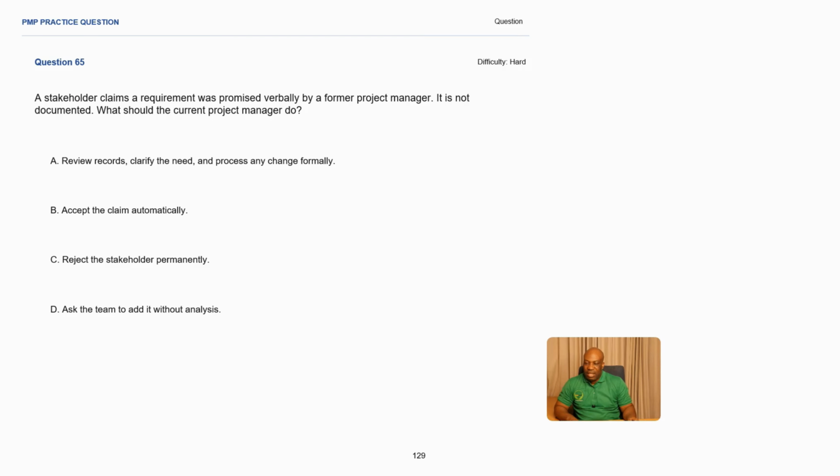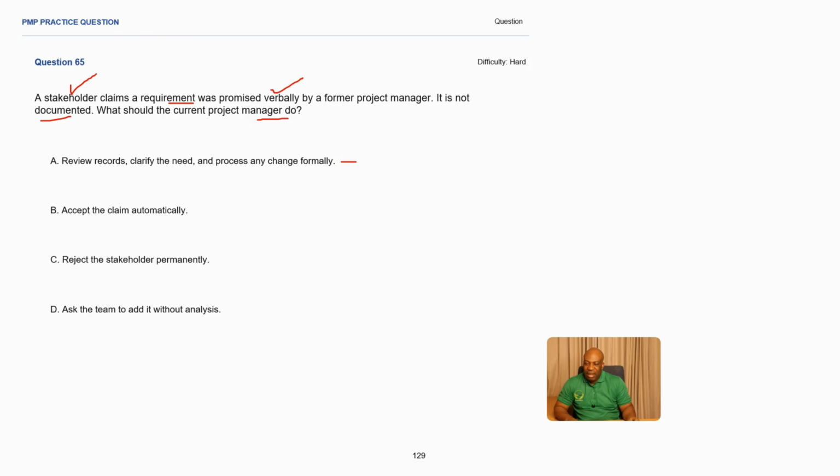All right. A stakeholder claims a requirement was promised verbally by a former project manager. It is not documented. What should the current project manager do? Our problem statement is a stakeholder who claims there was a requirement promised verbally. It was never documented. What should the current project manager do? A is to review records, clarify the need, and process any change formally. Okay, this makes sense. You want to know more about this verbally agreed requirement.